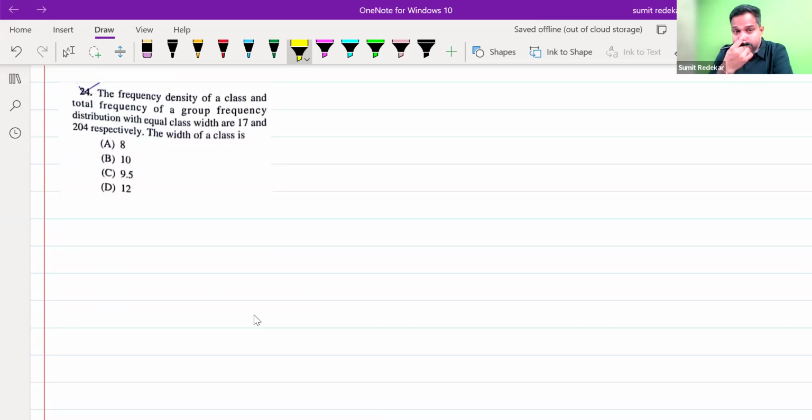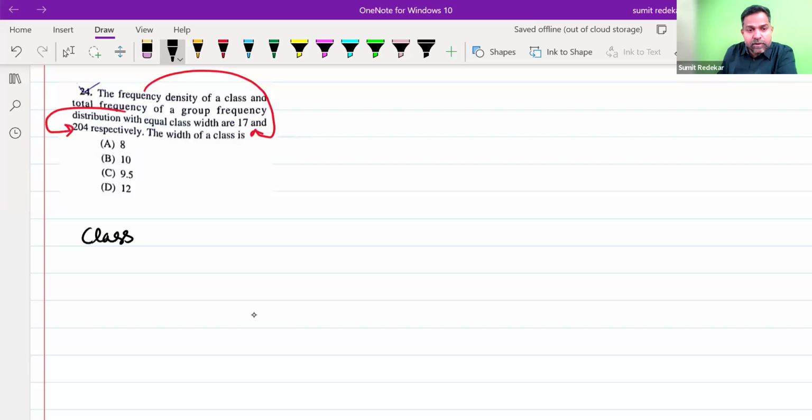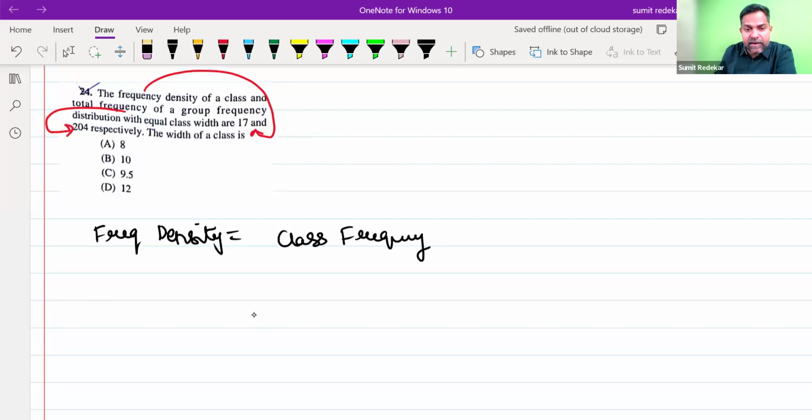Question number 24. The frequency density of a class and the total frequency of a group frequency distribution with equal class width is 17 and 204. What is 17 and 204? Frequency density and the total frequency of that class. So I know that frequency density is the class frequency divided by the class width.